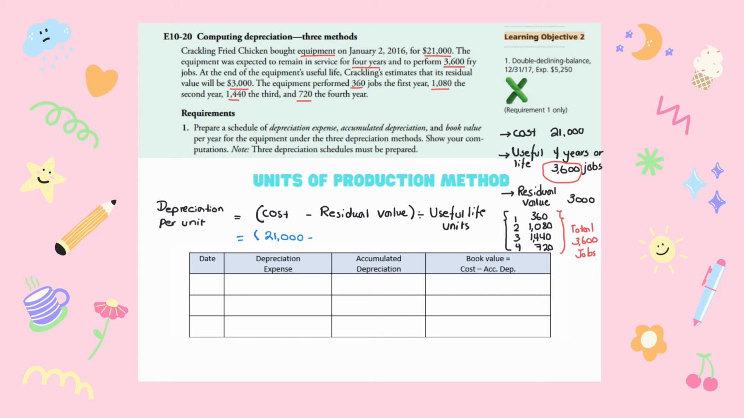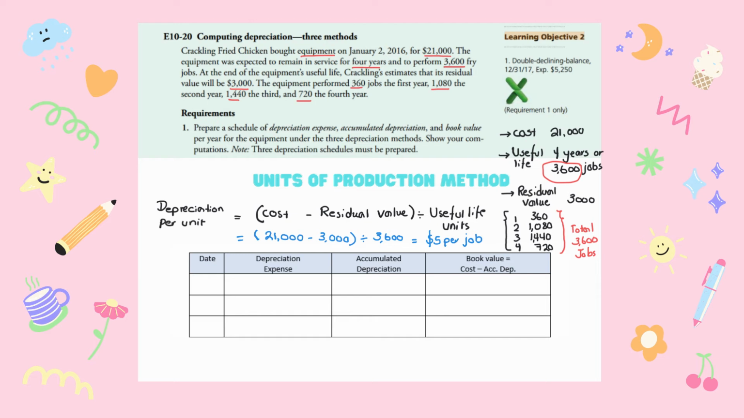Residual value equals 3,000 divided by how many fry jobs? 3,600 jobs. So 21 minus 3 divided by 3,600, it's gonna be 5. So it's $5 per job. It's not the annual.